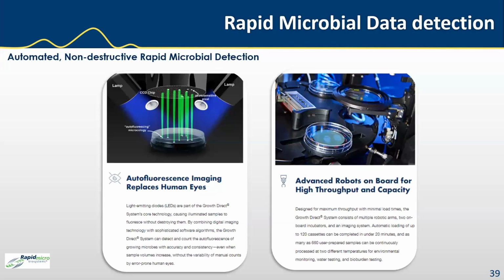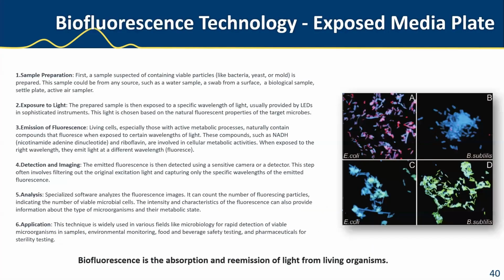For the rapid microbial detection, similar, it's using an autofluorescence, which is replacing the human eye. And they even have advanced robotic tools to work their way through multiple samples and increase the actual efficiency. And a company called Rapid Micro Biosystems develops this. I have no affiliation with it, but the technology is pretty straightforward. It's basically absorption and re-emission of light from living organisms, and it covers presenting your sample, exposure to light, the emission of the fluorescence, the detection, the analysis, and application.